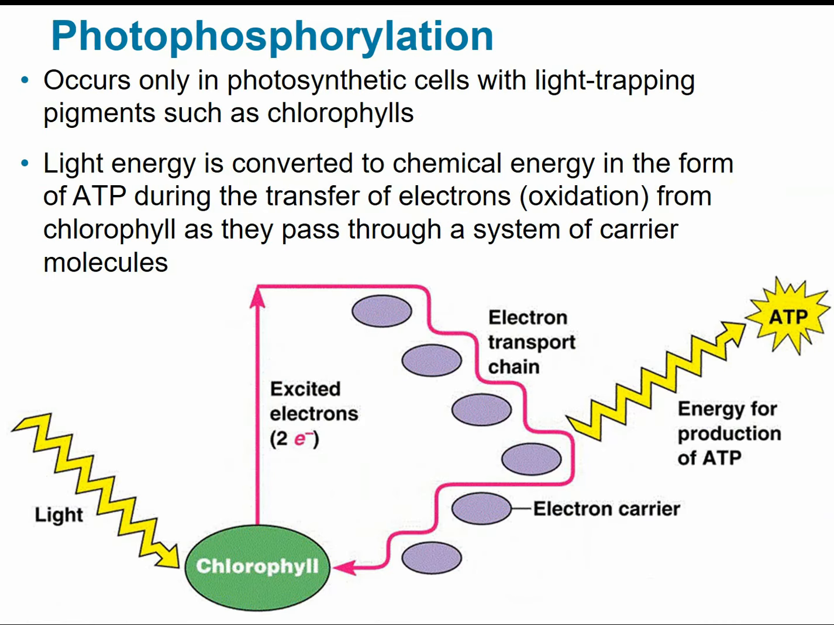Photophosphorylation occurs with photosynthesis. So it involves light-trapping pigments like chlorophylls, right, within the cells and the chloroplasts. This light energy is going to be converted into a chemical energy in the form of ATP. So similar to oxidative phosphorylation, we have an electron transport chain, and that's going to pump the hydrogens right across to have the chemiosmosis to produce ATP.